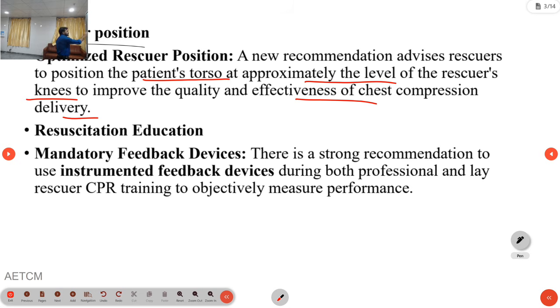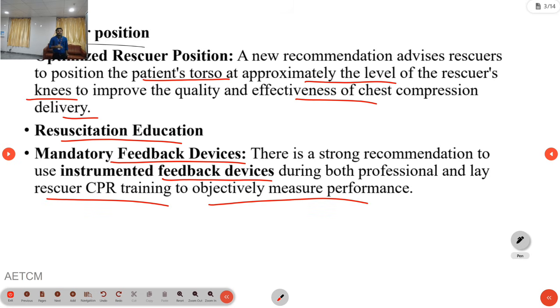Then the next thing is resuscitation education. AHA is recommending mandatory feedback devices. There is a strong recommendation to use instrumented feedback devices during professional and lay rescuer CPR training to objectively measure performance. So when we are conducting regular training sessions for lay persons and students also, we have to make sure that every person uses feedback devices.